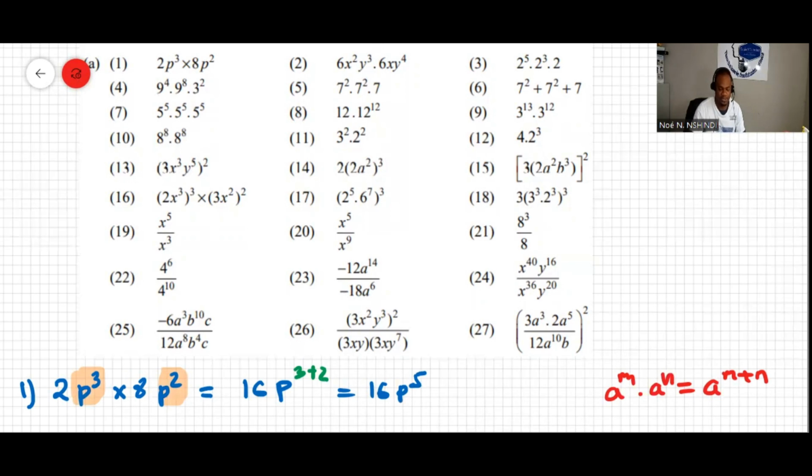In the same way, you can do question 2 and then question 3.